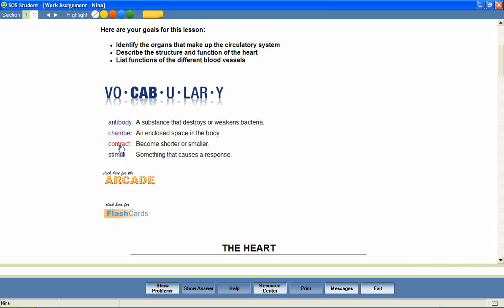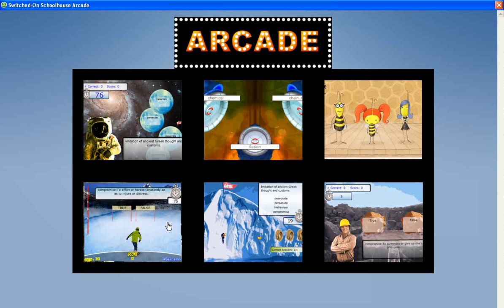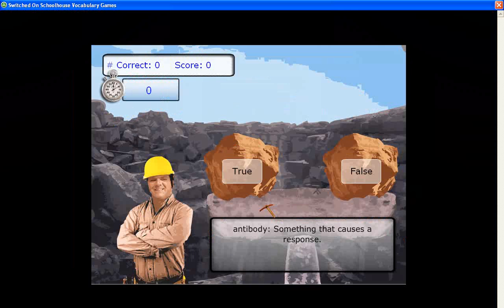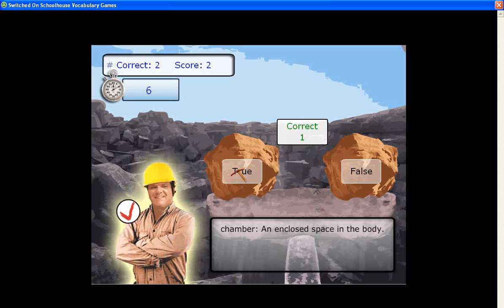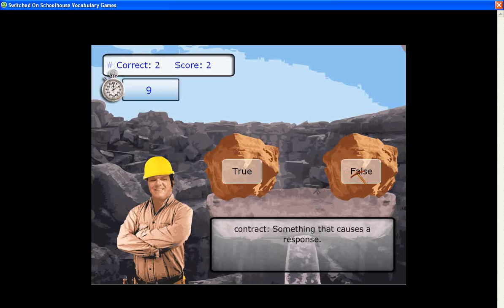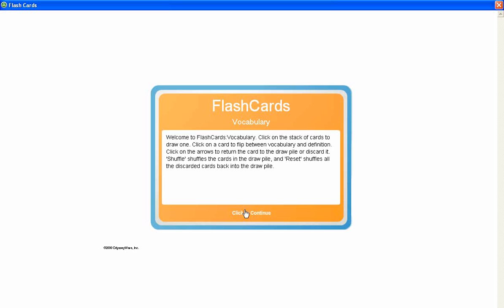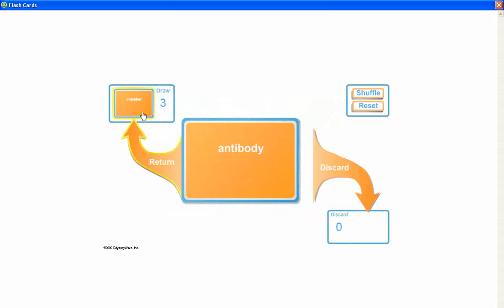contract. In addition, the vocabulary arcade games encourage mastery of the vocabulary words by providing practice in the correct spelling of each word and in matching each word with its definition. Let's look at a sample. Flashcards allow students to easily review the words and their definitions.